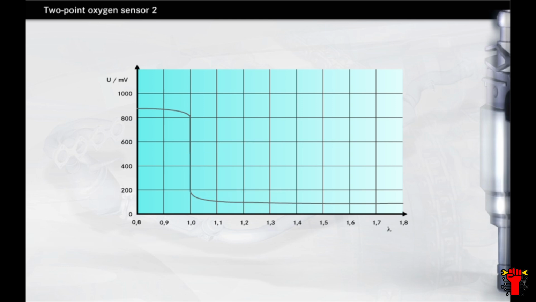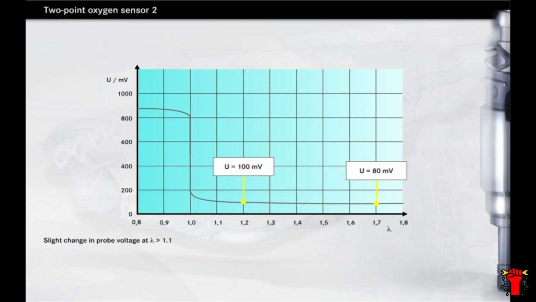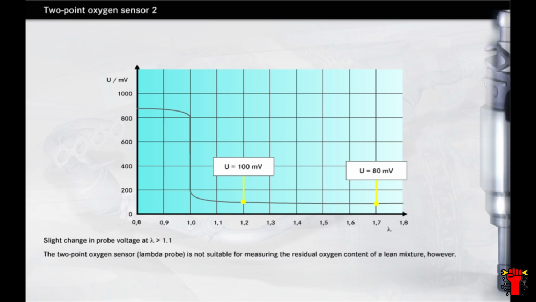The lean mixtures used for direct petrol injection behave quite differently from lambda 1 mixtures, however. Compare the different readings. As you will see, although there has been a significant change in the lambda value, the voltage in the sensor only dropped by a couple of millivolts, which can easily disappear in the background interference signals. This means that the 2-point oxygen sensor, in other words, the conventional lambda probe, is not suitable for measuring the residual oxygen content of a lean mixture.